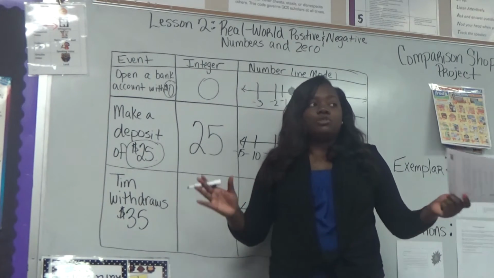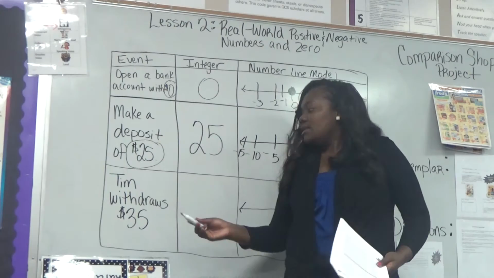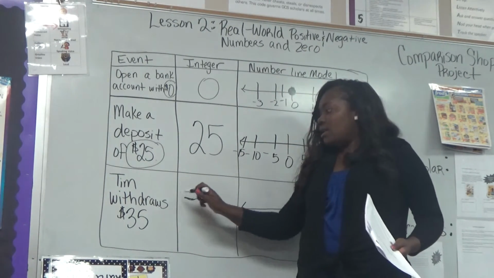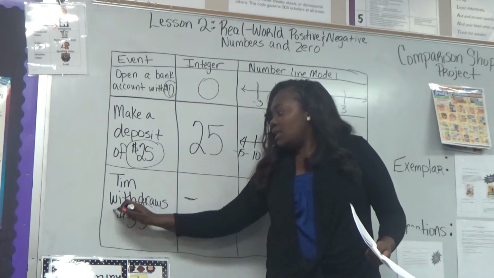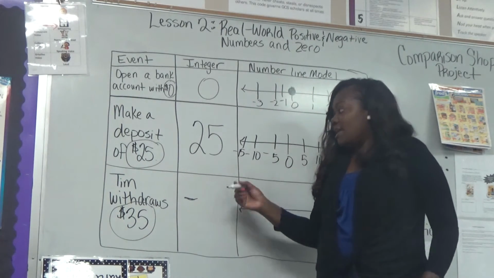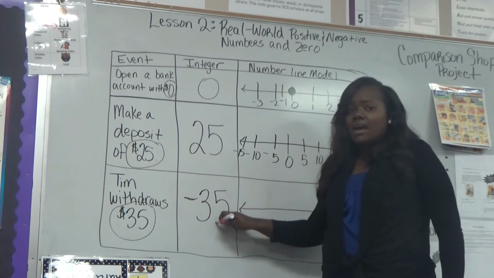So anytime you withdraw money out of your account, that means that you're taking money away. So I know that that's a negative situation already because they use the word withdrawals, okay? So how much money did he withdraw? He withdrew $35. So I know that that integer would show a negative 35, okay?